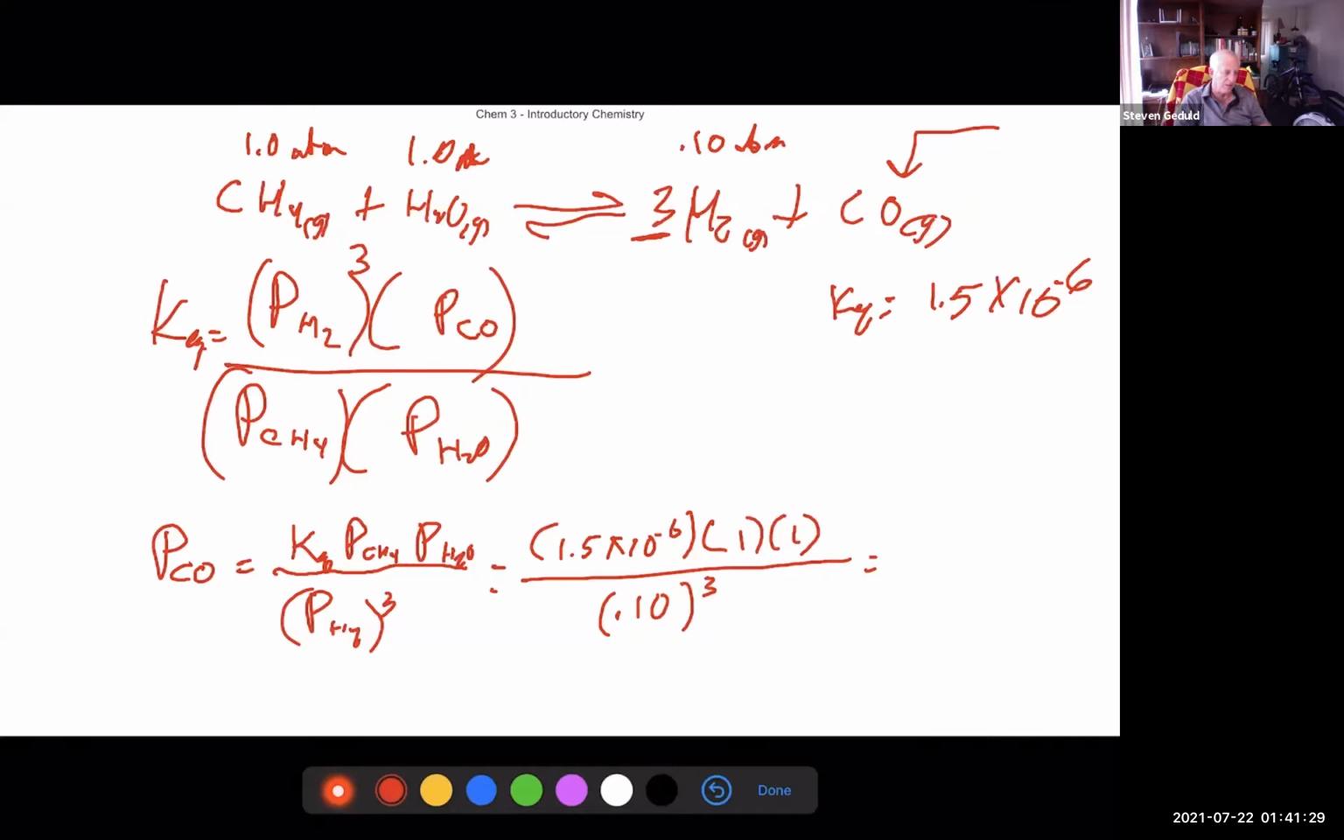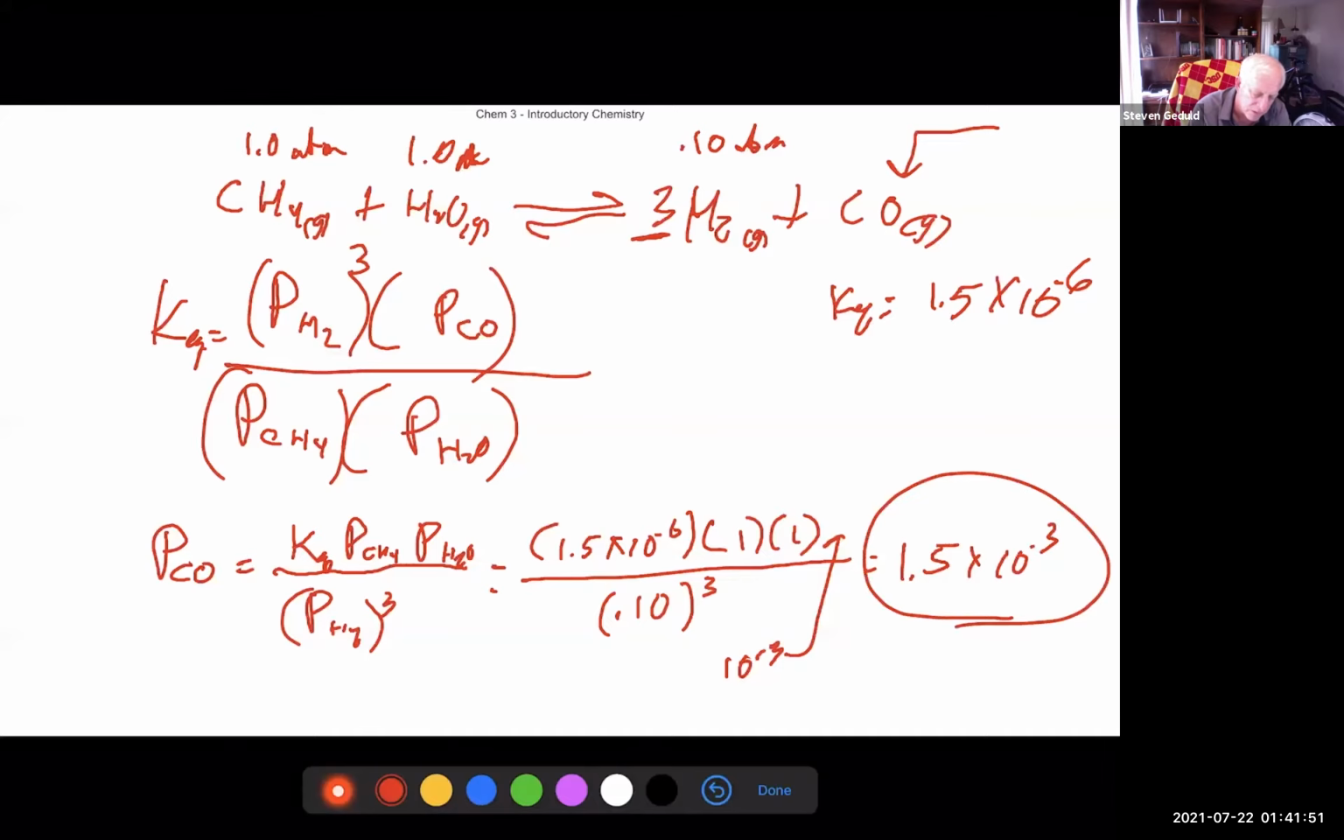So we bring that up. It comes out to, you don't need a calculator here. The bottom number comes out to 10 to the minus 3. So 0.1 is 10 to the minus 1, and cubed is 10 to the minus 3. So 1.5, we bring this up, change the sign. Minus 6 plus 3 is 10 to the negative 3 atmospheres. That's the partial pressure of carbon monoxide. We're using it the same way, except everything's in partial pressure of gas instead of concentrations now.